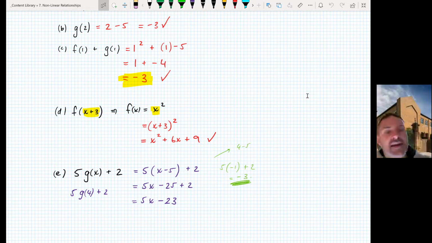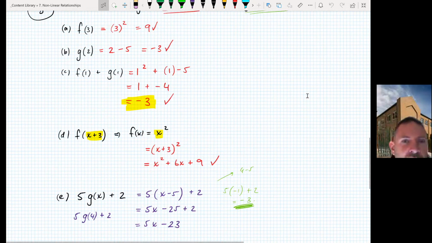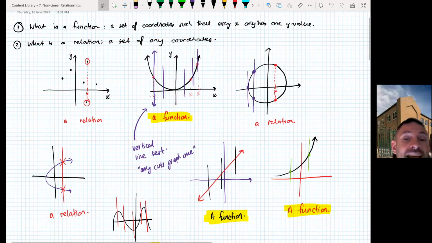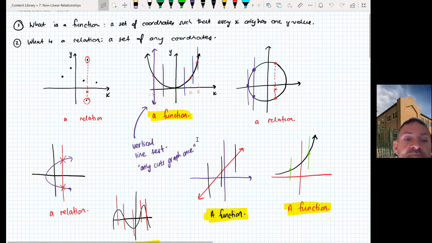So again, that's just function notation. I'm going to go back over and have a look at what we said. A function is simply where you have a set of coordinates where every x coordinate only has one y. More so on a graph, you can see the vertical line test. If it cuts it once only, it's a function. If it cuts it more than once at any point in that graph, we call it just a relation. That's number one. Function: a set of coordinates where every x value only has one y value. A relation is a set of any other coordinates.